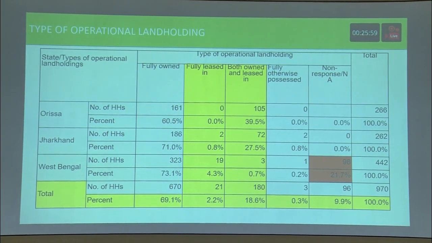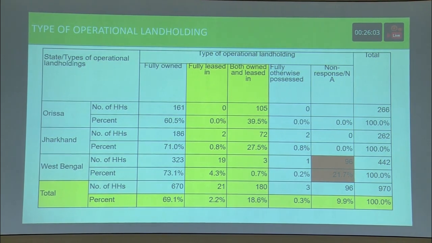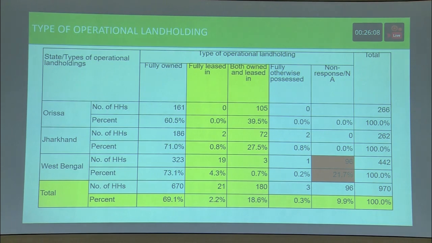You can see the type of operational land holdings, agricultural operational land holdings. Here I have marked especially in red, this one highlighted, because people, especially in West Bengal, don't want to reveal their data, and all of you know why, because of some legal complications. When I talk about Odisha, West Bengal, and Jharkhand especially, the percentage of people who fully leased in is very, very small. Only 2.2% leased in, and people who fully owned are around 69-70%, and 18.6% both owned and leased in. So ownership is also an important factor which determines the nature of leasing in. Fully otherwise possessed, here I have mentioned, means not legally owned, without RORs and things like that. The non-response percentage is higher because people, especially tenants in informal tenancy, don't want to reveal the data, especially in West Bengal because of legal complications.